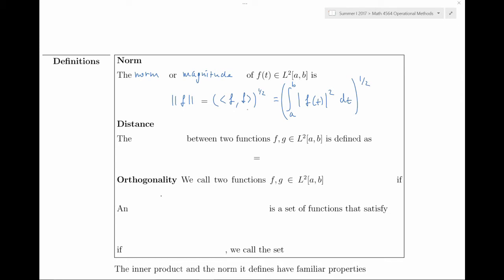Once you define the norm, you also define the distance. And the distance is defined in exactly the same way as it's defined for vectors. The distance between two functions is just the norm of a difference between two functions. We can call two functions orthogonal if their inner product is 0. And once we define the orthogonality, we can define orthogonal sets.